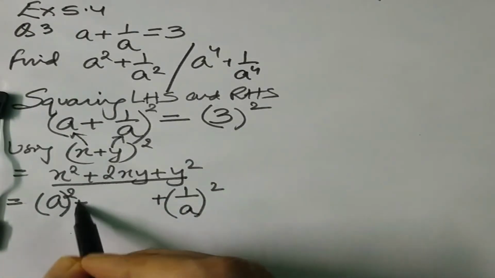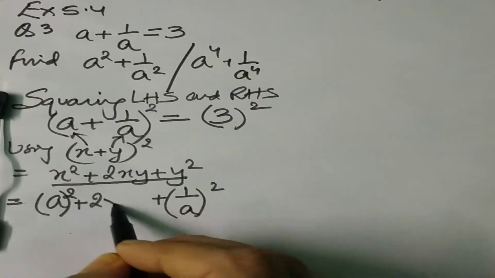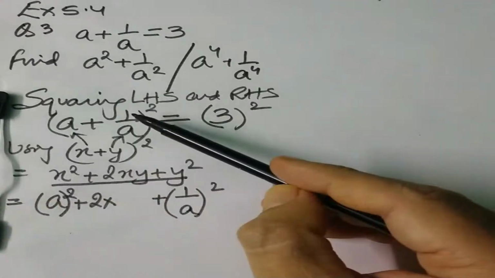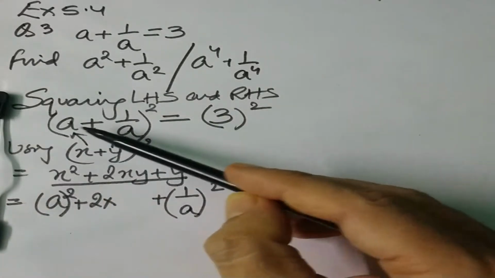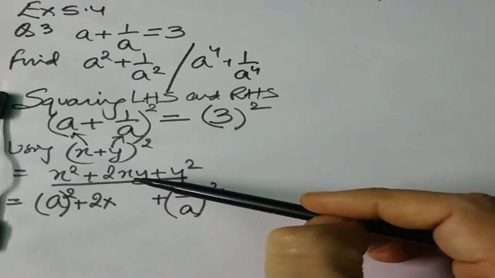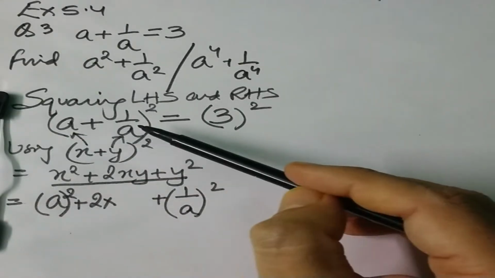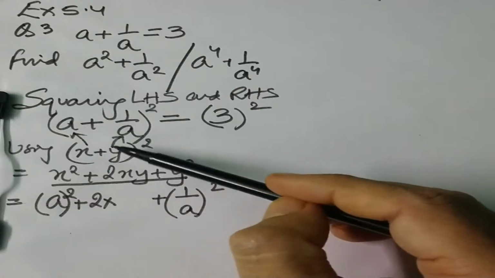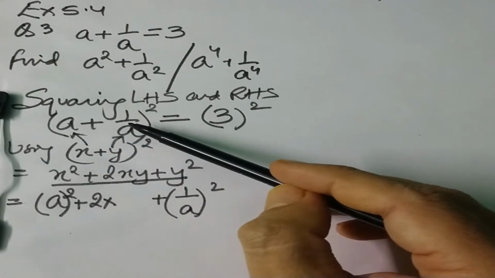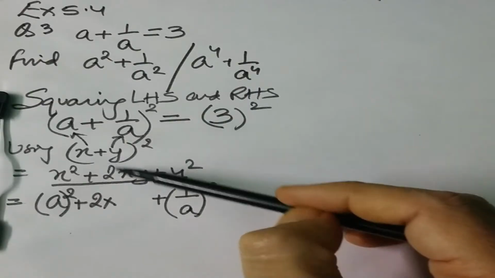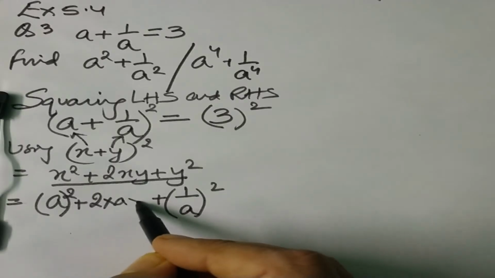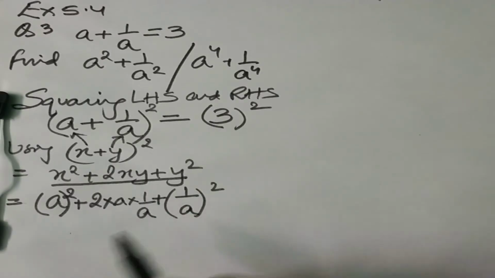I have to write 2xy. That means 2 into x into y. This is the ab formula, and in this formula I have written 2xy. So x is the first term, y is the second term. So x square plus y square and then 2xy. So 2 into a into b.